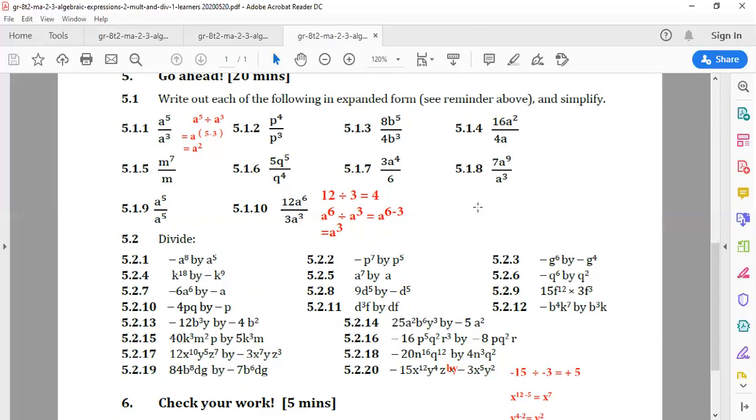So the rule again, you always divide the sign, then you divide the number, and then you divide the variable, and you subtract the exponents of the same variable.